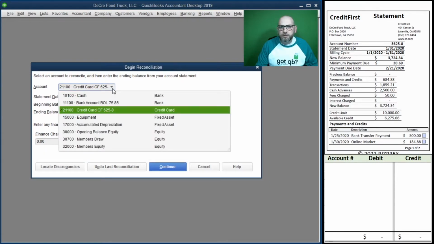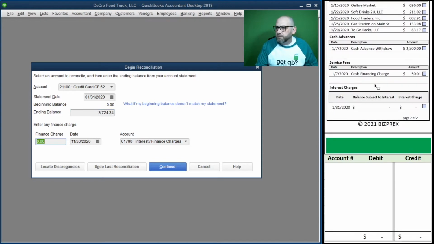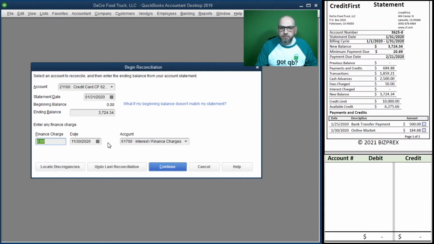We can make sure that the numbers match, 6258, 6258. Always a good idea to enter the last four digits. Statement date is 1/31/2020. What's our ending balance? It is $3,724.34. Okay. Finance charges. We don't have any finance charges right here. All right, so we're good. Still, let's enter the end of the month date just for the sake of consistency.